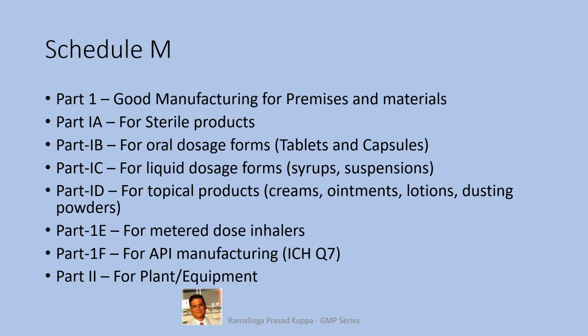Part 1 describes the requirements for the premises and materials. It is further subdivided into another 6 groups from 1A to 1F. Part 2 is specific requirements for process equipment. For all sections of Part 1 of the Drugs and Cosmetics rules, the ICH sections are referred in the brackets.